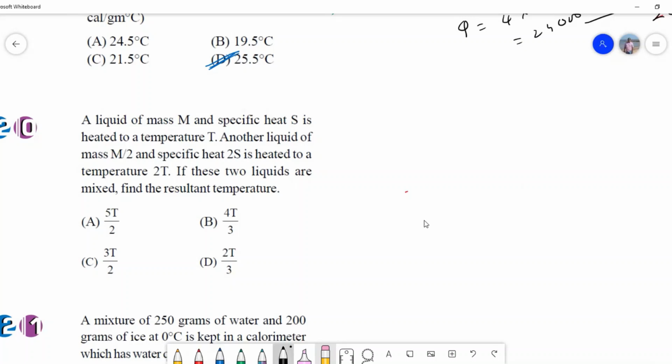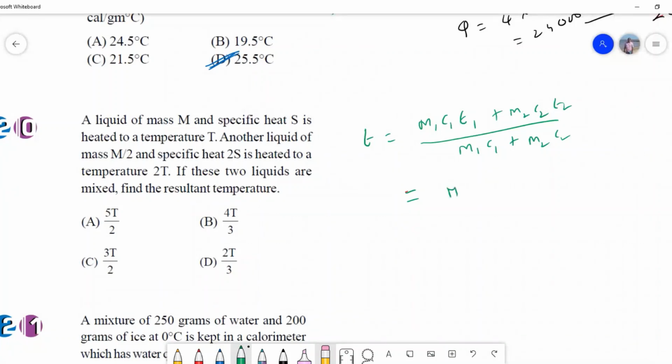So we all know that the resultant temperature of the mixture is T equal to M1 C1 T1 plus M2 C2 T2, whole upon M1 C1 plus M2 C2. Here, what is the mass of the first one?